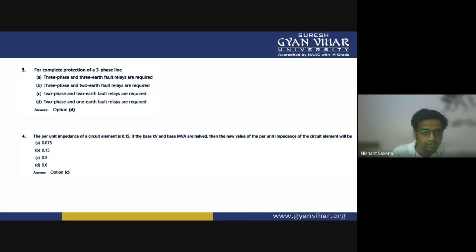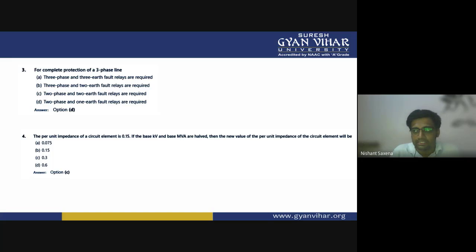The next question is, for complete protection of a three-phase line, which relays are required: three-phase and three-phase earth relays, three-phase and two earth phase relays, two-phase and two earth phase relays, or two-phase and one earth phase relays. For complete protection, we require at least two phase relays and one earth relay. It is not necessary that three phase and three earth fault relays are always required. We can have it, but that will create a more complex structure and increase the cost of the system. So option A is not possible.